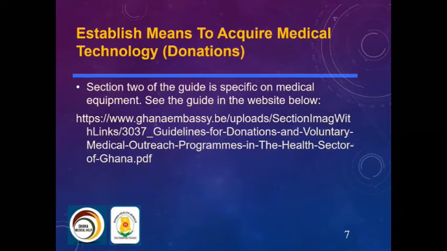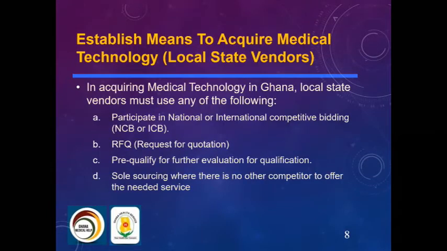That is acquiring medical technology in Ghana. In acquiring medical technology in Ghana, local or state vendors must use any of the following routes. You must participate in national or international competitive bidding, that is NCB or ICB. NCB is reserved solely for local vendors.